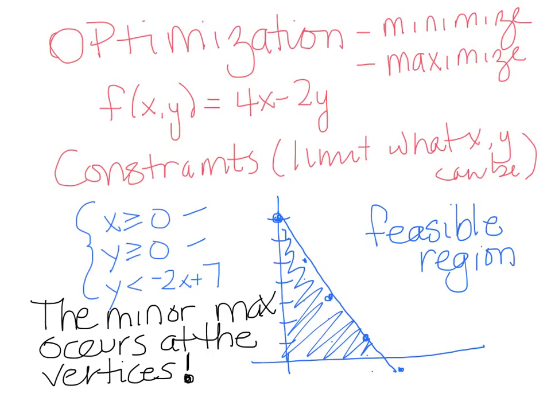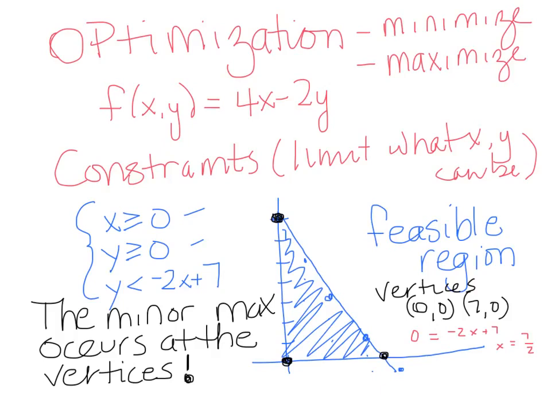Because I don't have to test all these infinite number of points inside this feasible region to see which one gives me the maximum value of the function. I just have to test these 3 points that are the vertices. So remember how we found vertices before. My vertices were, in this case, 0, 0. Then I've got 7, 0. And I've got to find this one. So let me work on that one.